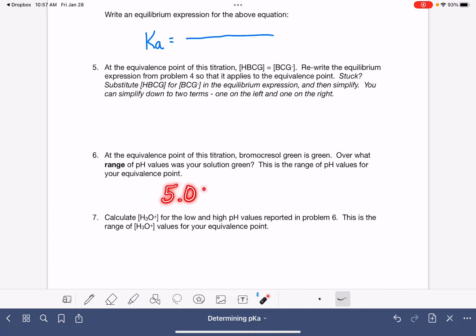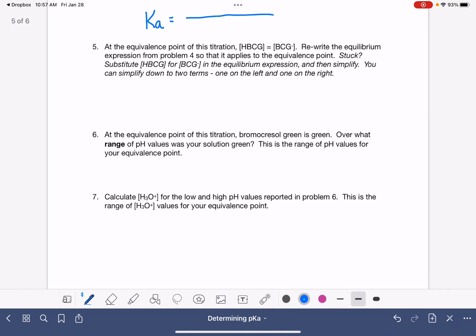Like maybe it's going to say pH of 5 all the way to pH of 7. I don't know why I wrote it as 7 o'clock. pH of 5 all the way to a pH of 7. I don't know if that's what it is, so I'm going to erase it. It'll be something like that.